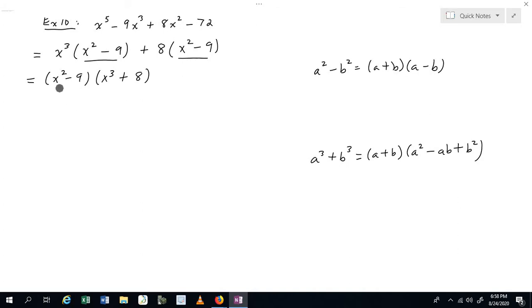But then notice you have a binomial here, and you want to check and see if it falls into one of the special cases that we have for factoring binomials, and in fact it does. It's the difference of squares. Okay, and you can see that A is the square root of x squared, which is just x, and the B is the square root of 9, which is 3. And so this is going to factor into (x plus 3)(x minus 3).